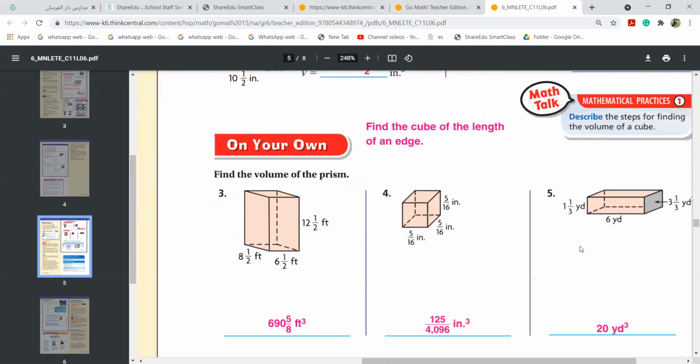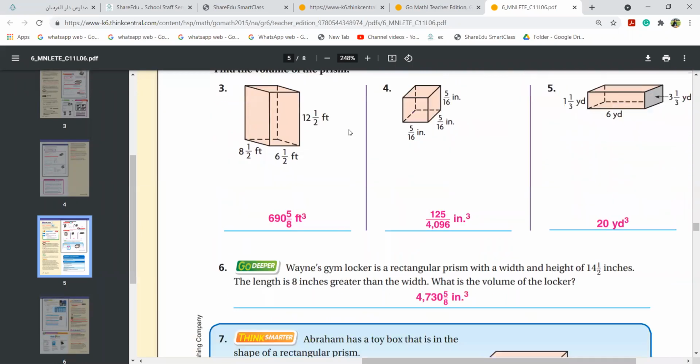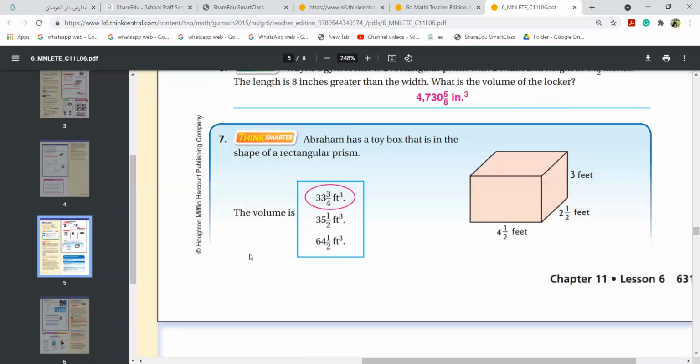So if I do area of one base is 3 1 over 3, that is 10 over 3 times height. So I get 40 over 3. It's not 20. Let's put a cross mark to question number 5. That's it. We're not doing it. Next. Okay, Miss. Next. This, did we check it?